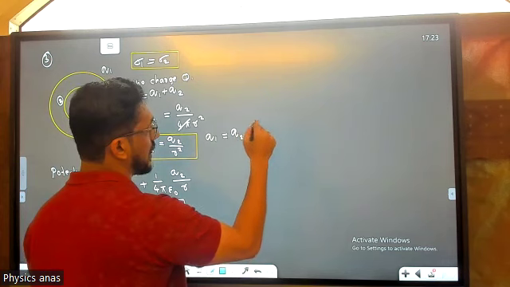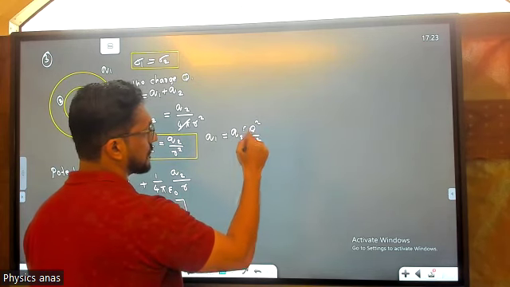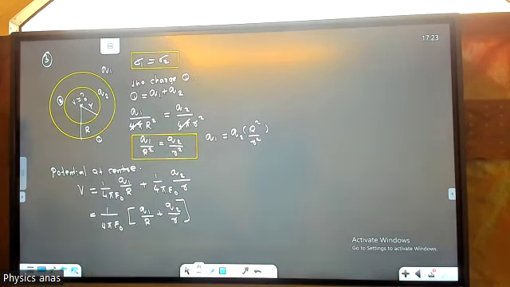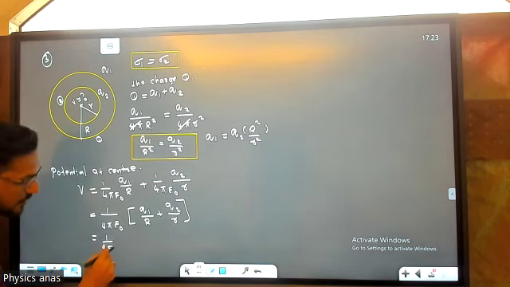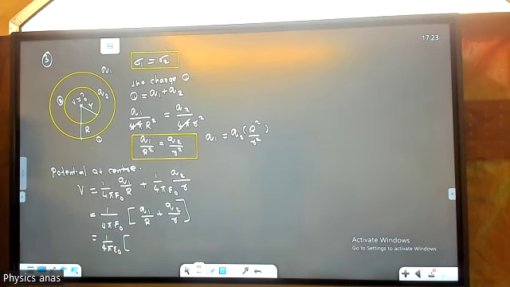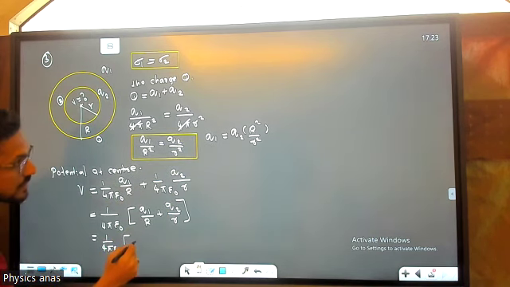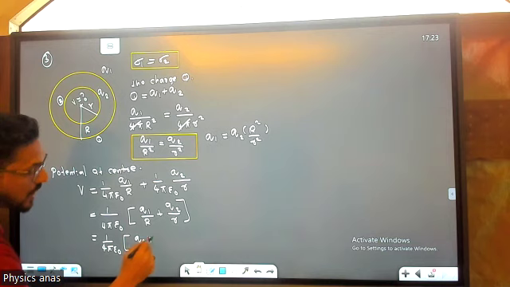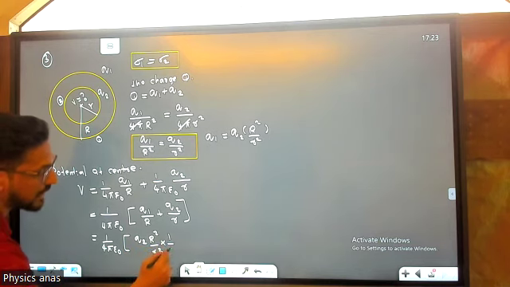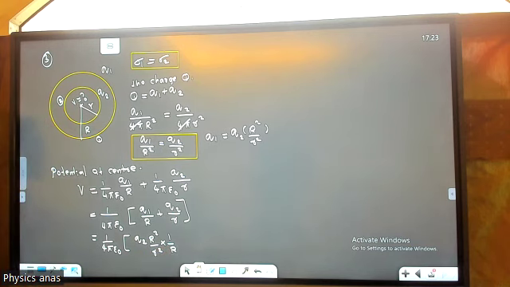Q2 into capital R square divided by small r square. Okay, so what will this be? 1 by 4 pi epsilon naught, there is Q1 by R. Instead of Q1, what can I write? I can write Q2 into R square divided by small r square into 1 by R. Is that okay?